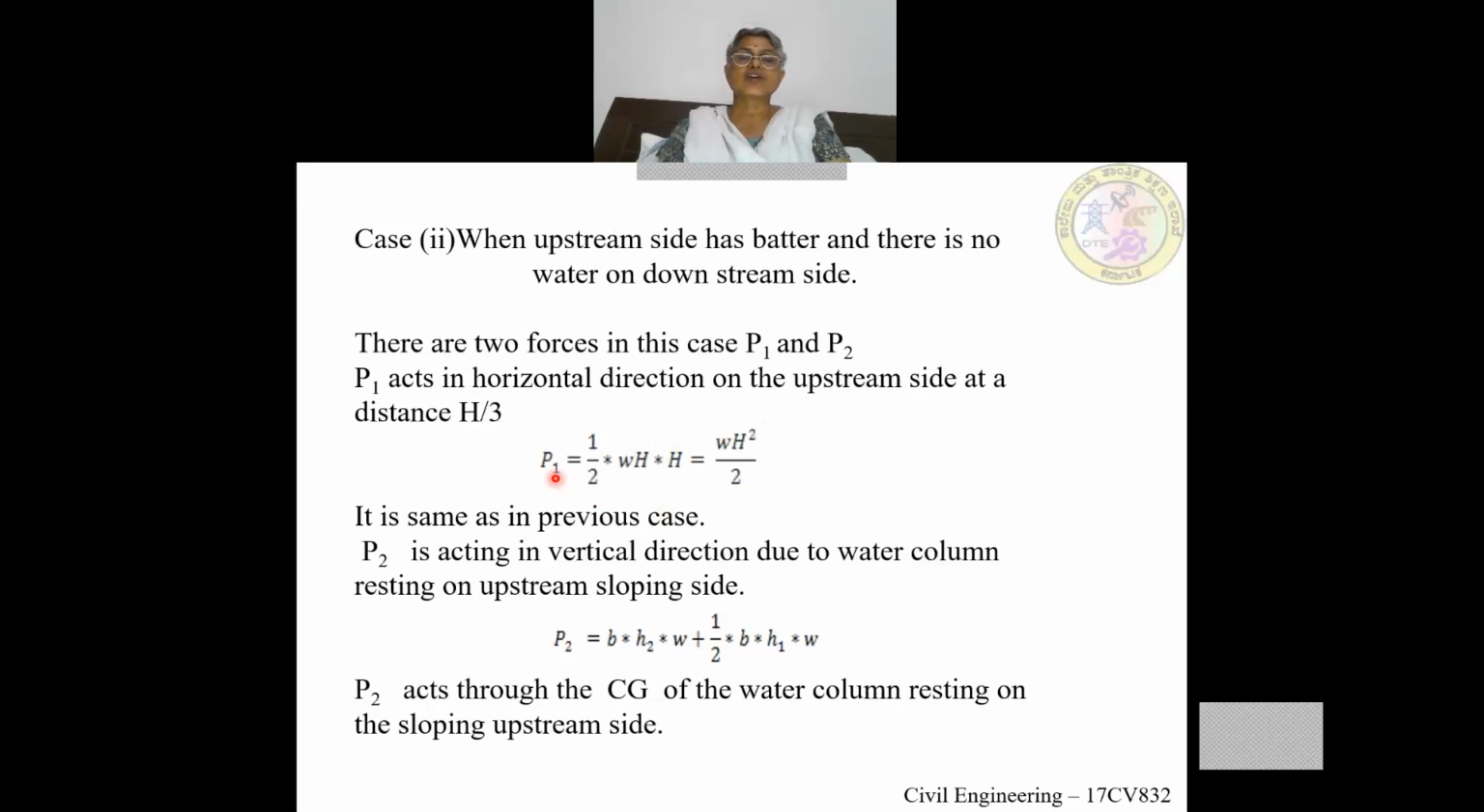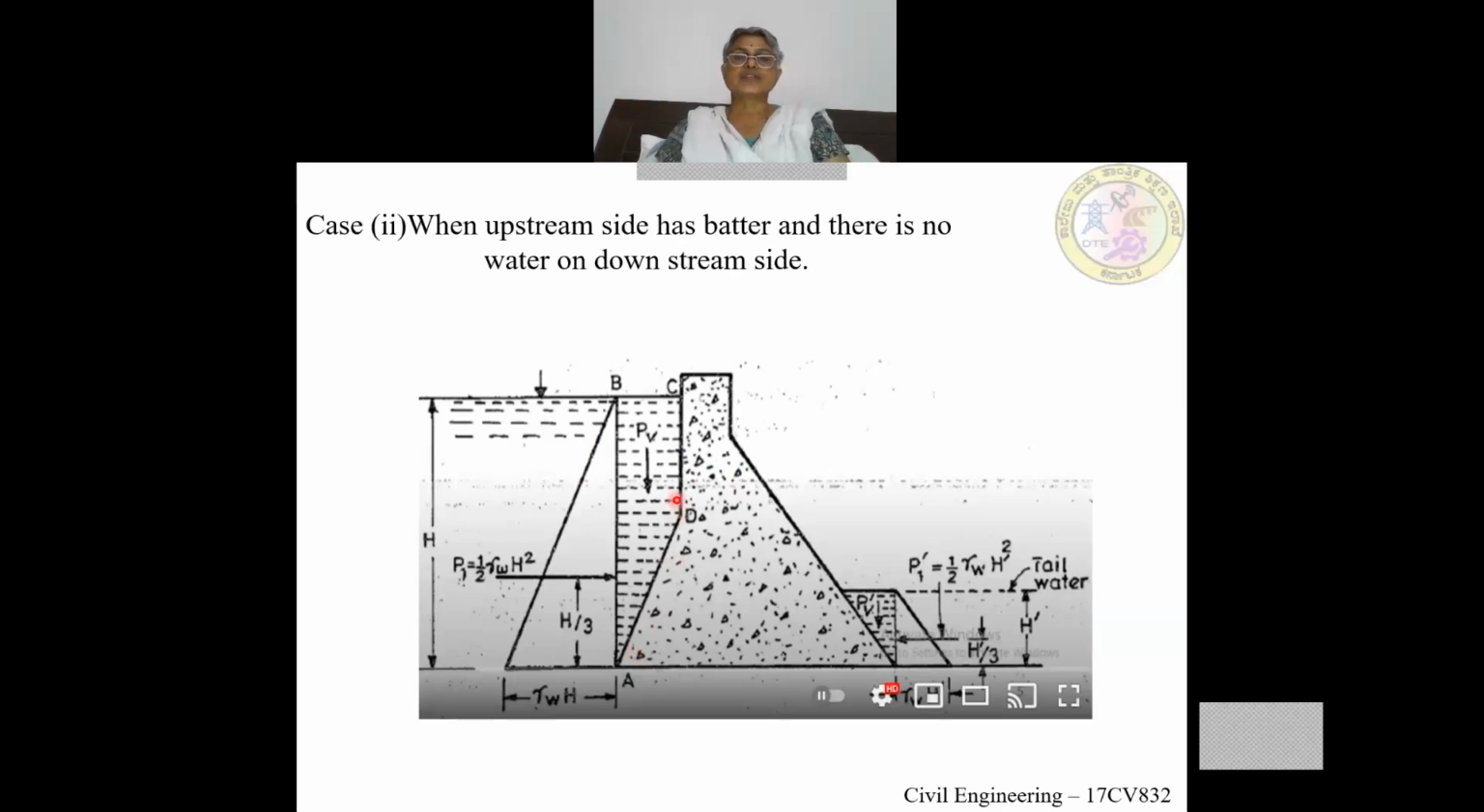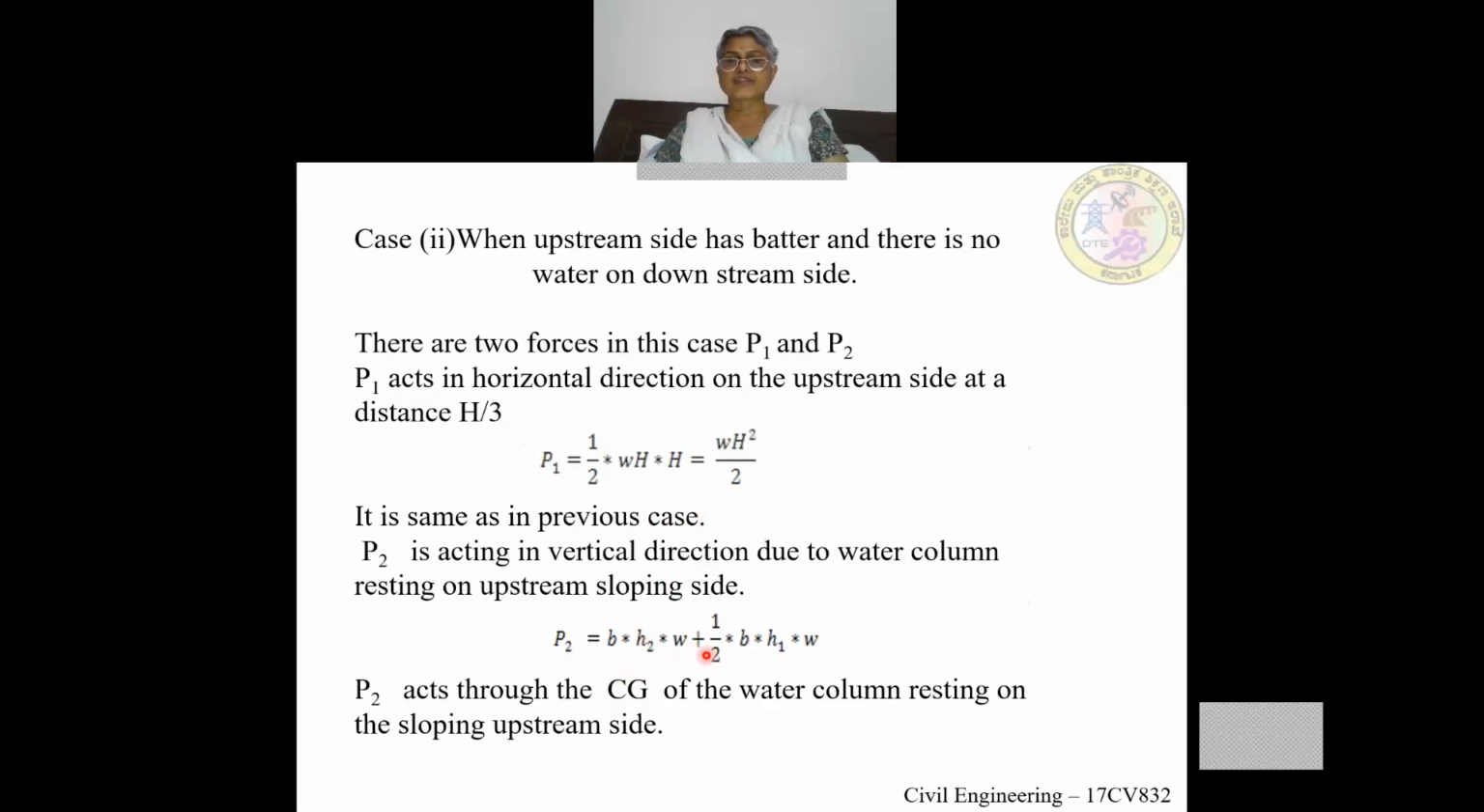So one is the horizontal pressure, which is half of gamma W into the height of water in the reservoir, W H square by 2. This is acting in the horizontal direction, whereas P2, which is acting in the vertical direction because of the water column at the top, is B into H2. That is, if this width BC is taken as B, then the area is B into H2, and if this is H1, it is again half of H1 into B, half of H1 into B into W.